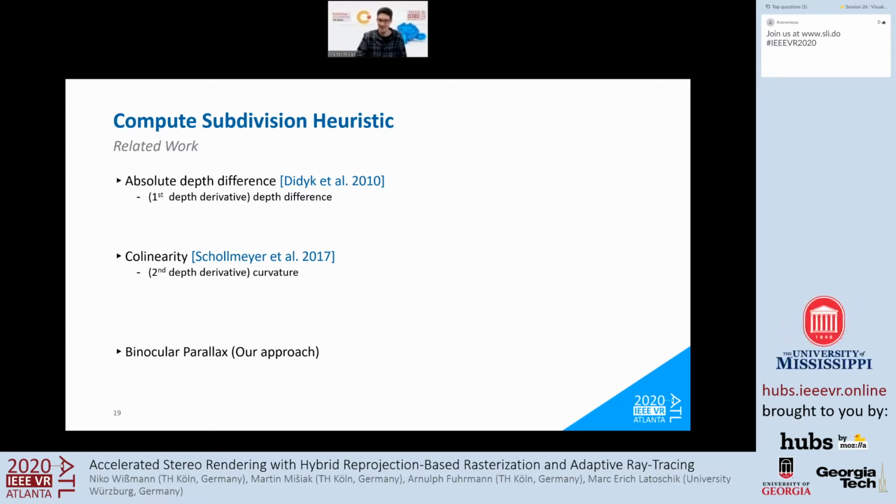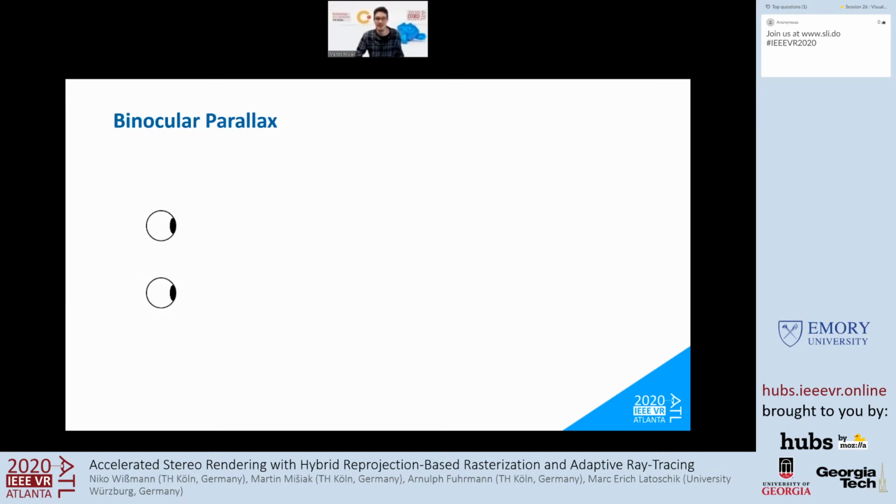Our approach, on the other hand, is specifically aimed at stereoscopic rendering, as it is based on binocular parallax and evaluates depth discontinuities in relation to the distance at which they occur. Let's take a quick detour to binocular parallax.